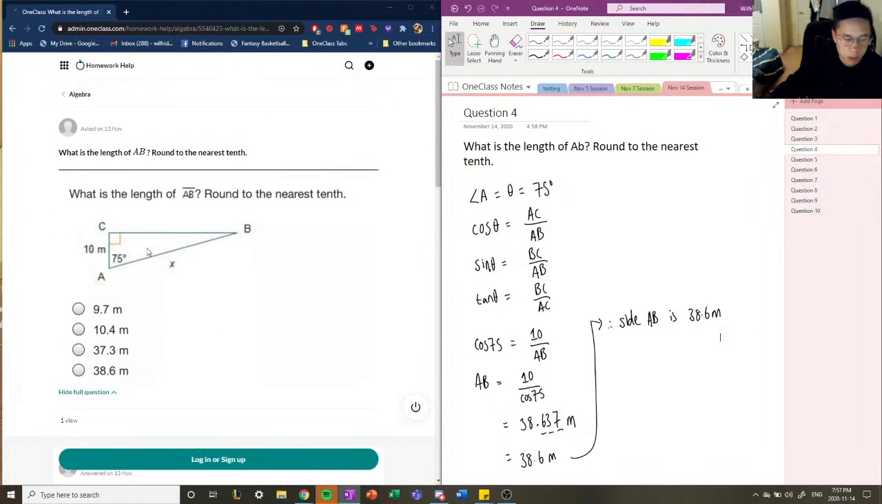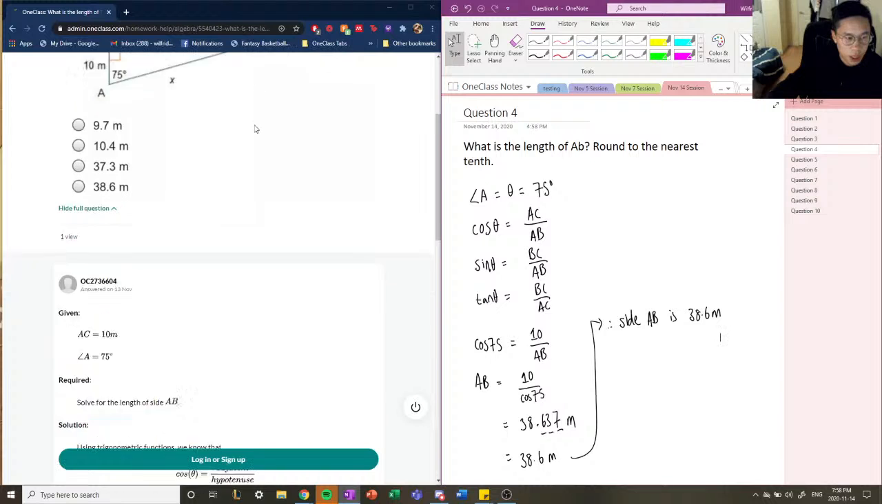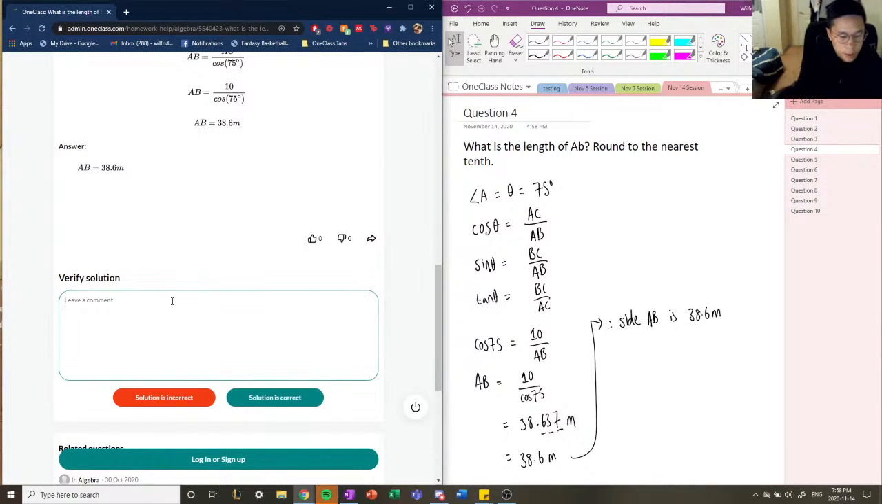We figured out that this is a right angle triangle, so we can use cosine, sine, and tangent. By utilizing that, we were able to use the cosine function with the angle and the appropriate side to find our hypotenuse. Once we found our hypotenuse, we rounded it to the nearest tenth, which is 38.6. The solution is correct. Nice work.